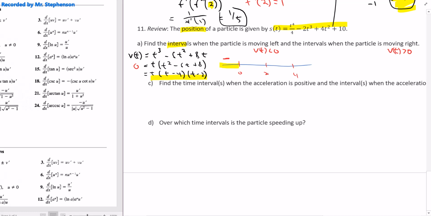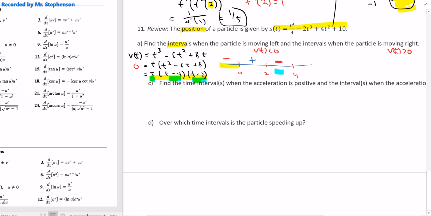All right, from 0 to 2, we're going to plug in a number, maybe like 1, right? Plug in 1 here, positive, this will be negative, that will be negative, which in that case you have 2 negatives, this is going to be positive. Negative times negative is a positive. Right, next one here, plug in 3, positive, negative, positive. You have one negative, it's going to be negative.